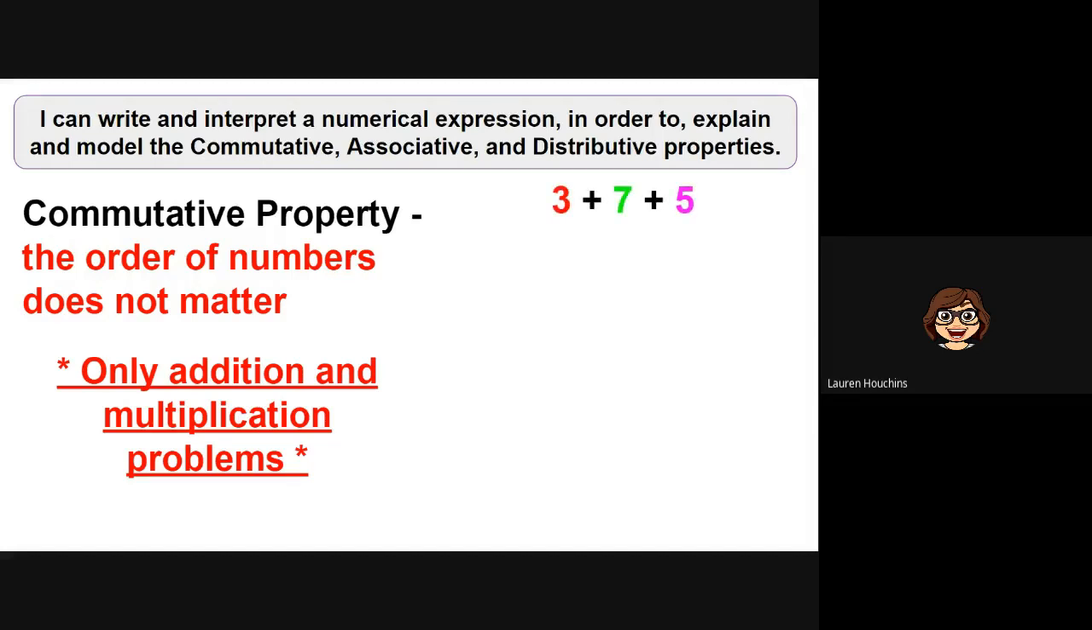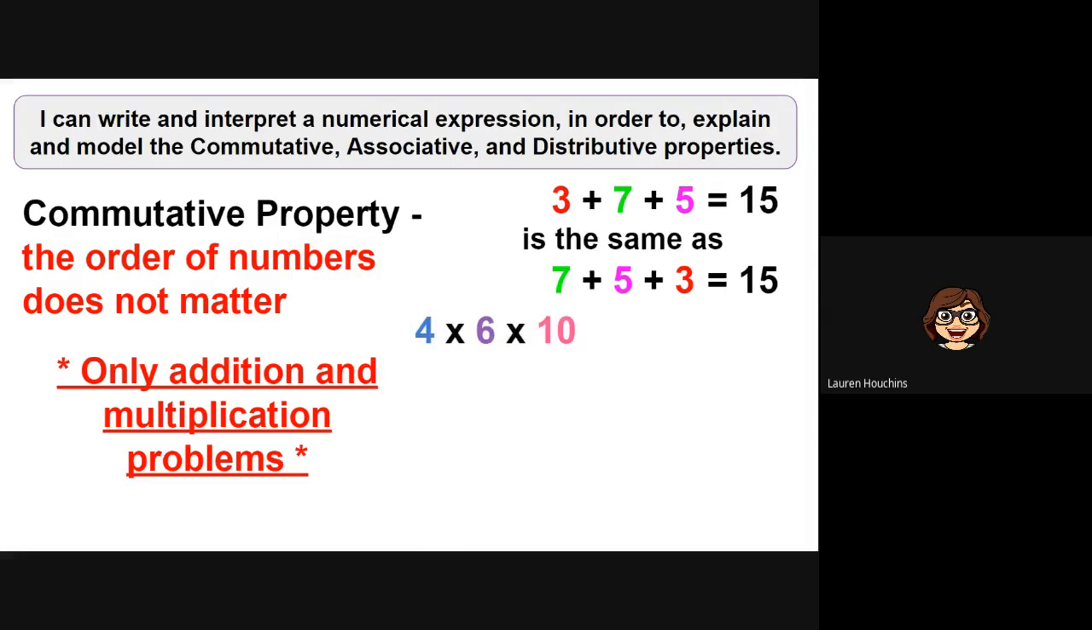I have the problem 3 plus 7 plus 5. If I were to work from left to right, as we do in math problems, 3 plus 7 is 10, plus 5 is 15. But the commutative property tells me that I can switch the order of those numbers, and I'll still get the same answer. If I switch the order to 7 plus 5 plus 3, I'm still going to end up with 15.